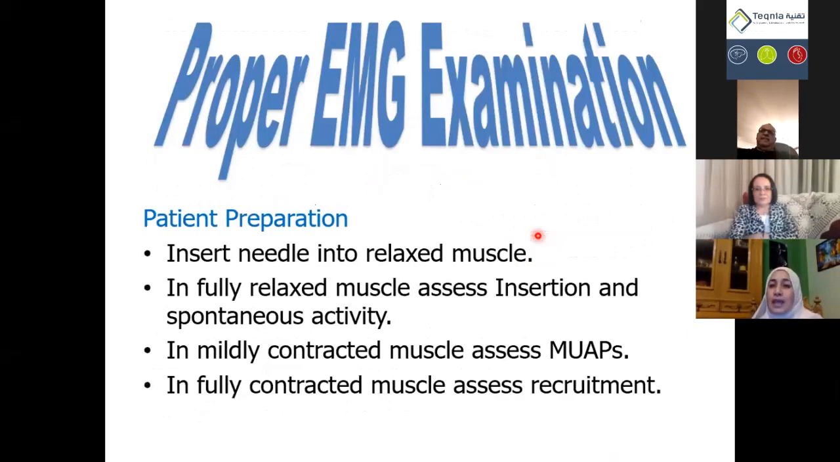To do a proper EMG examination, we have to prepare my patient. First, I have to insert the needle electrode into a completely relaxed muscle. In this relaxed muscle, I will assess insertional activity and spontaneous activity. Then I ask my patient to contract his muscle mildly, and I will assess for the motor unit action potentials. And the last one is fully contracted muscle to assess for recruitment and interference pattern.